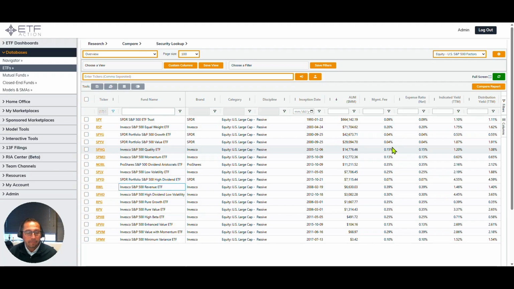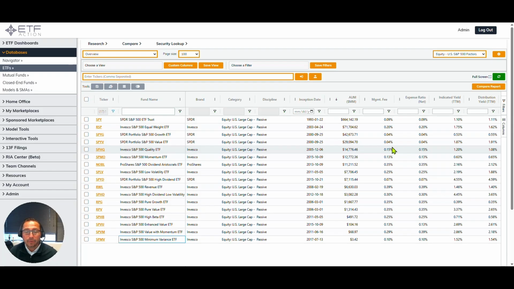I actually did a featured insight on revenue, equal weight, and earnings per share, market cap and earnings per share a while back. If you haven't checked it out, take a look. It's a fun way to look at the market. Then high dividend, low volatility, pure growth, pure value, high beta, enhanced value, value and momentum, and then minimum variance. So a whole slew of different factors. A lot of these look the same. A lot of them are very different.